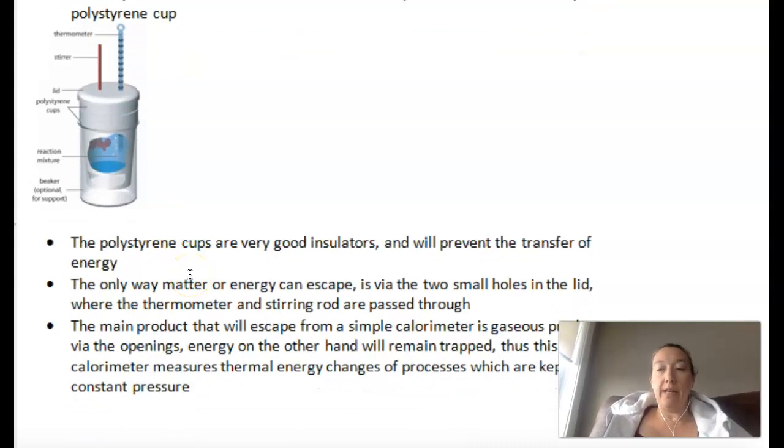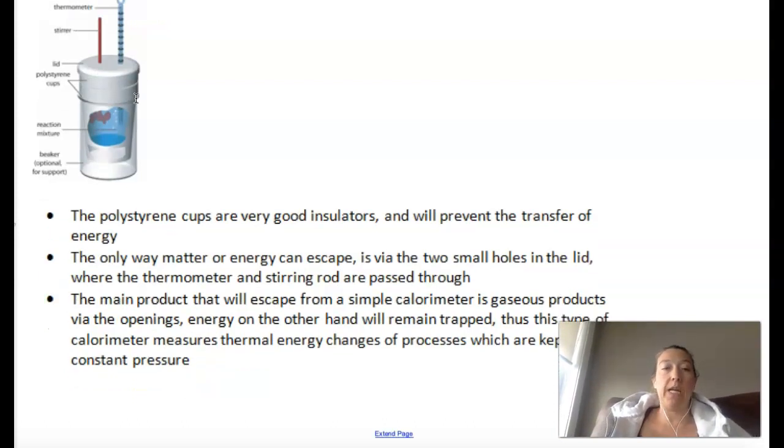Really the only thing that should be able to escape from a simple calorimeter is going to be if you produce a gas, because those are going to be able to sneak out through the hole where you have your thermometer in. Because although in this picture it looks like it's a really snug fit, it's never a snug fit, right? The more you stir, the bigger you make that opening. So definitely there's more opportunity for stuff to escape.